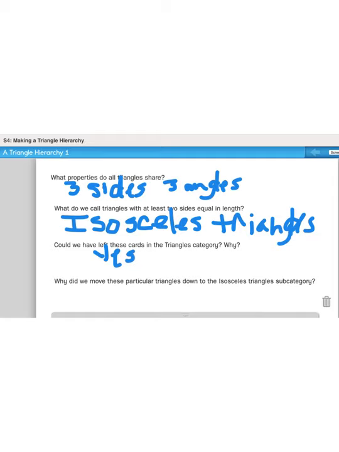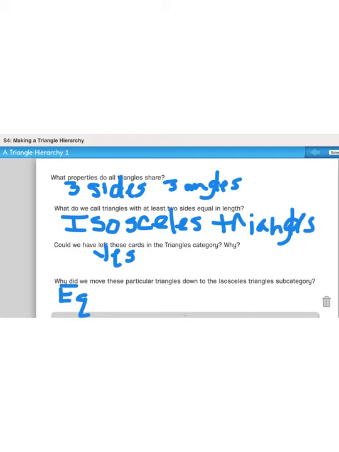Now let's create another subcategory to add to the hierarchy. Look at your isosceles triangles. Do you see a property that some, but not all of the isosceles triangles have? It could be that some isosceles triangles have all three sides the same length. What do we call triangles with all three sides the same length? We call those equilateral triangles. We'll write that on here for you as well so you know how to spell it.